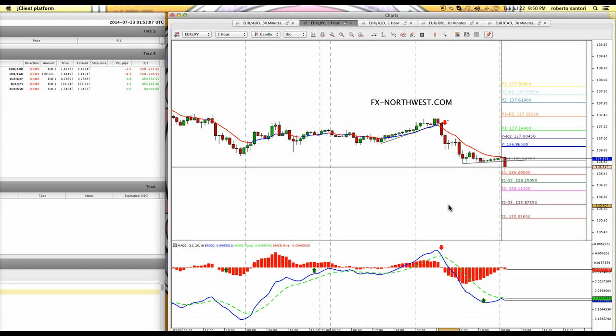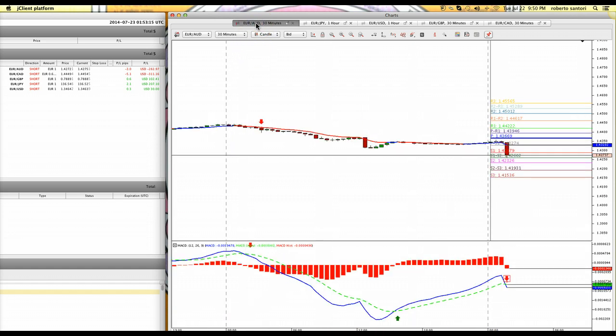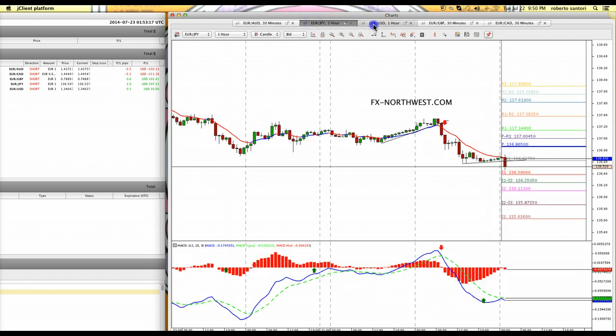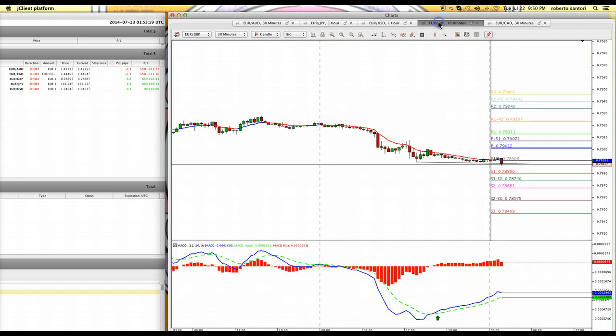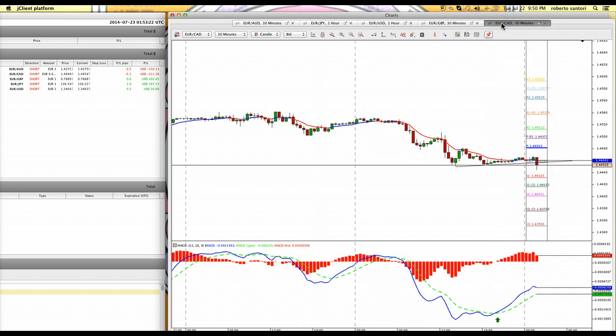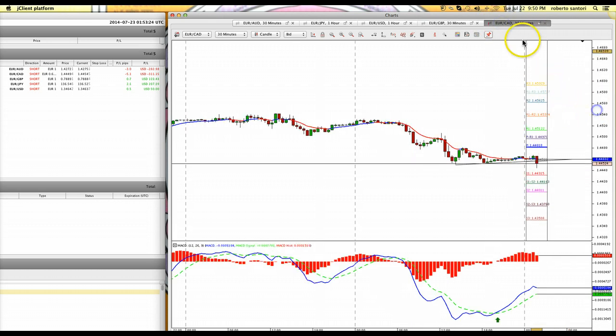The best trade setups are when you find, for example, the euro is very weak against other pairs. So I'm looking at the euro Aussie, euro yen, euro USD, euro pound, and euro CAD. The euro against all these pairs is very weak. So how do we trade this?